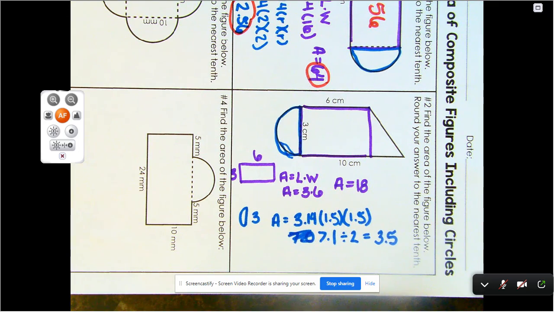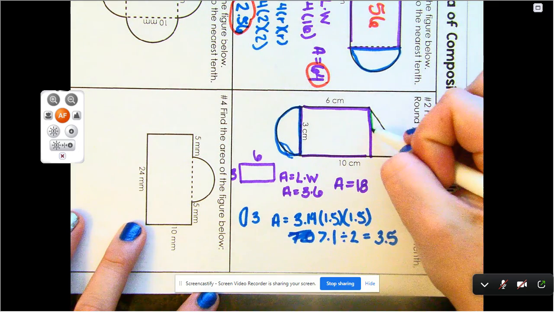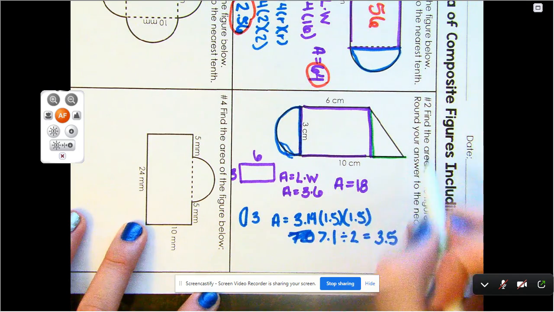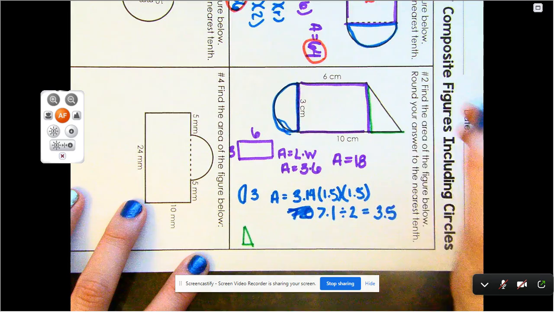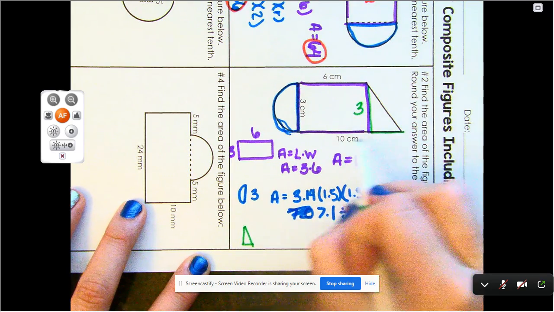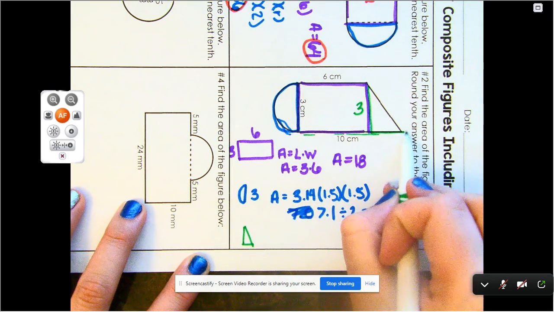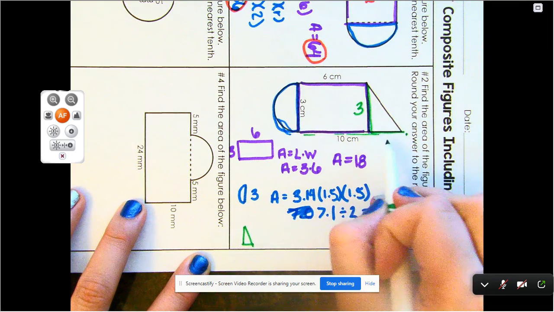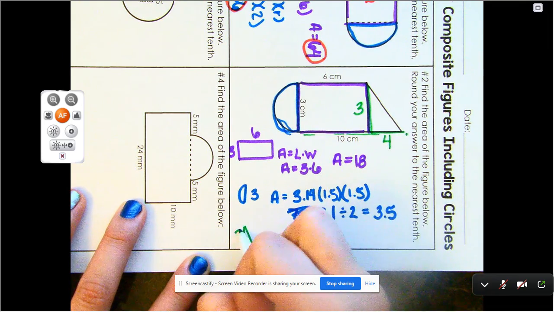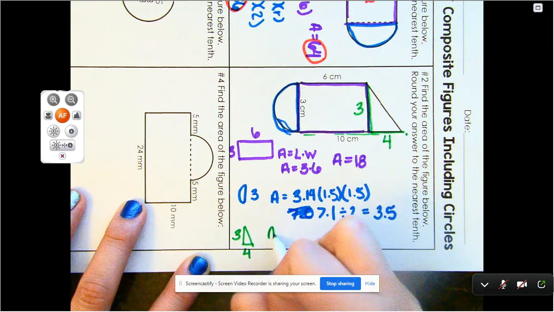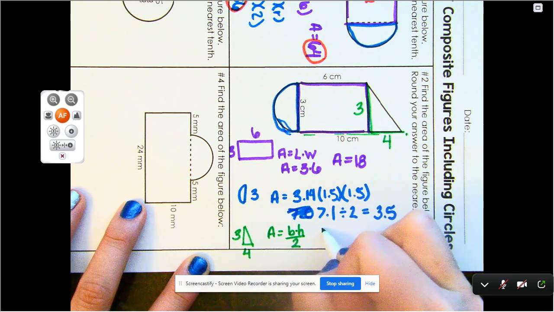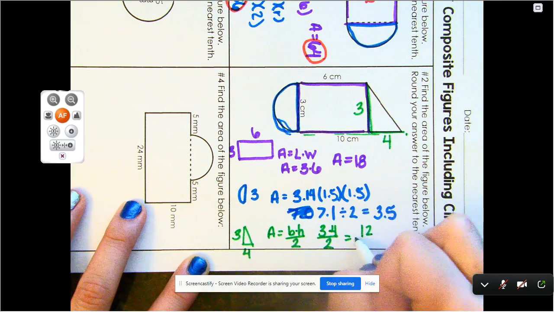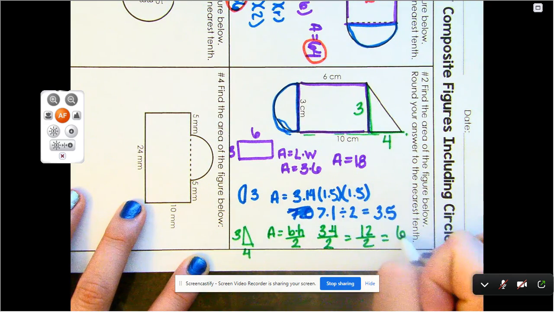Okay, and then the last figure that I see or shape is the triangle. Okay, and then the information about the triangle has a height of 3. And then if the full base is 10 and it cuts off right here at 6, the leftover piece is 4. So 3 and 4. And then the area of a triangle is base times height divided by 2. So 3 times 4 divided by 2, which is 12, divided by 2, which is 6.